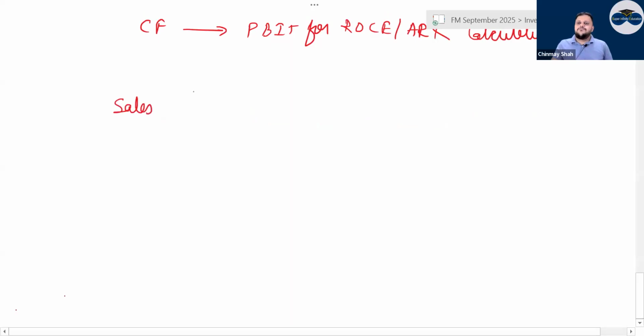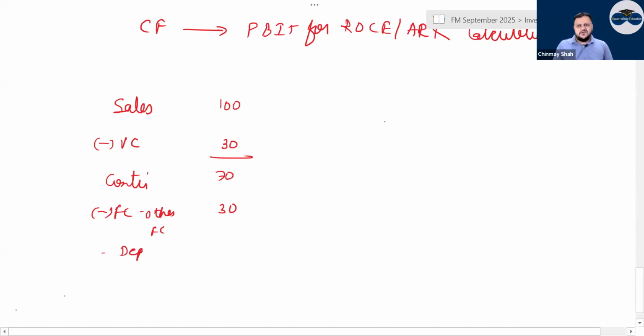First, I'm drawing a profitability schedule. 100 of sales minus variable cost of factory gives you contribution. Contribution is how much? 70. Minus fixed cost. How much is the fixed cost? 30. This is other fixed cost. And then I'm doing minus depreciation, which is also a fixed cost. Every year almost the same amount, correct? So depreciation is 10.